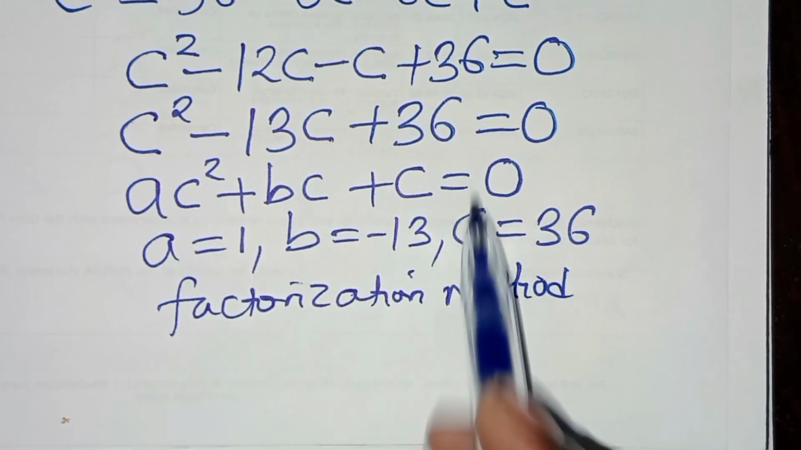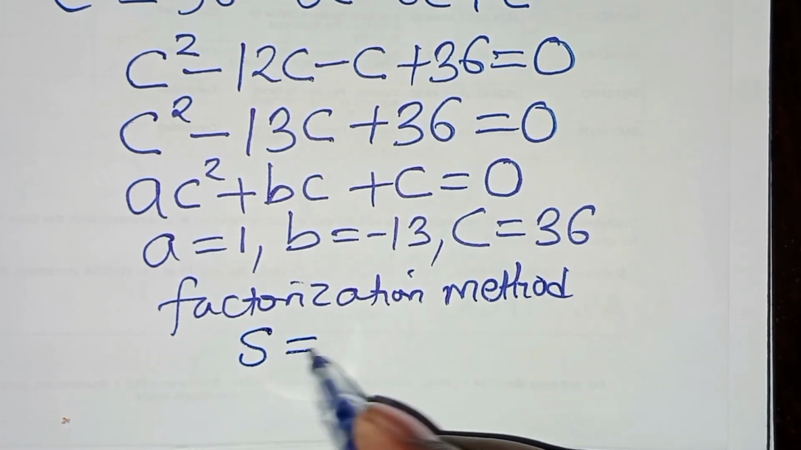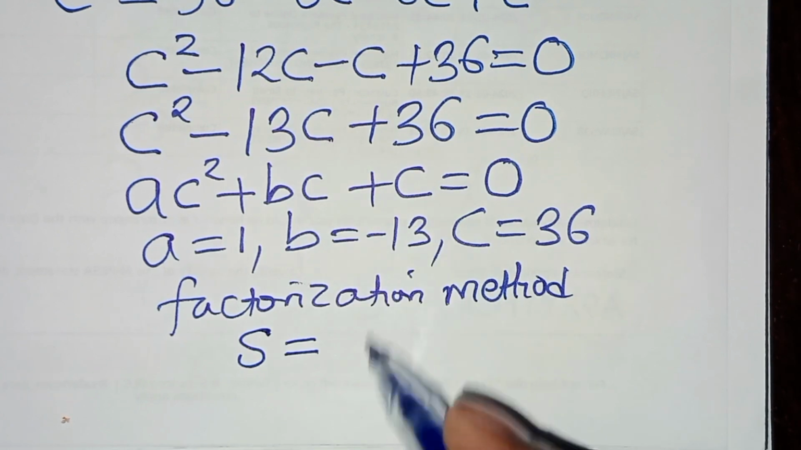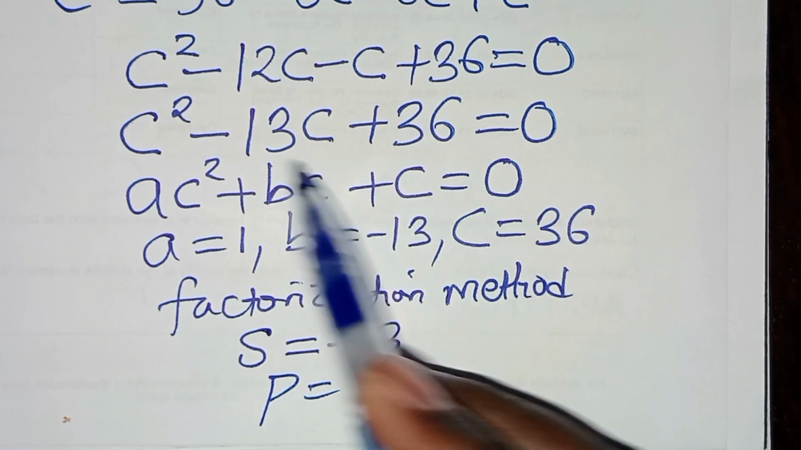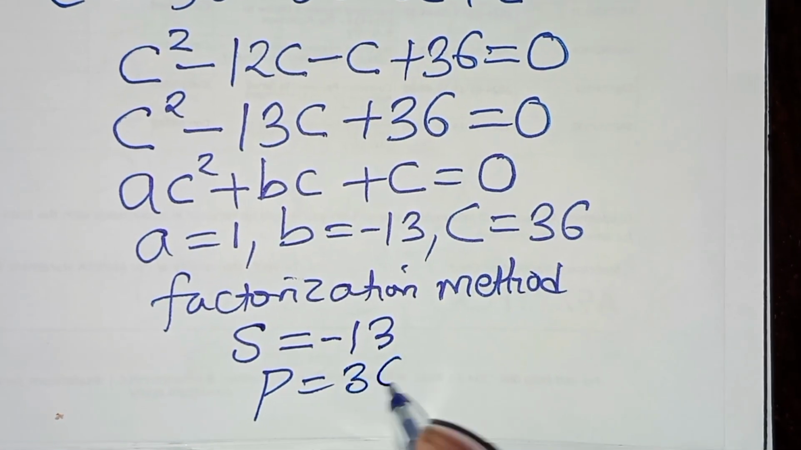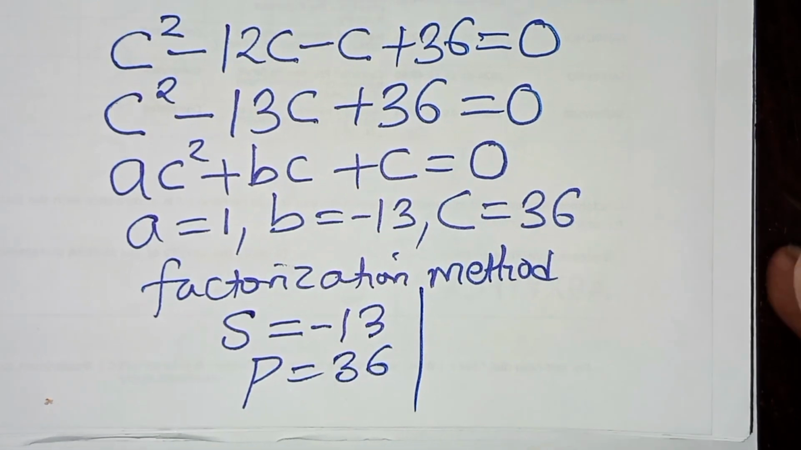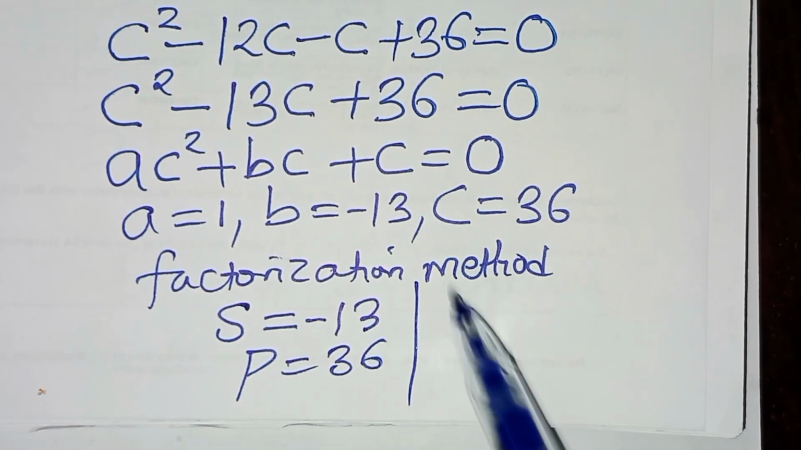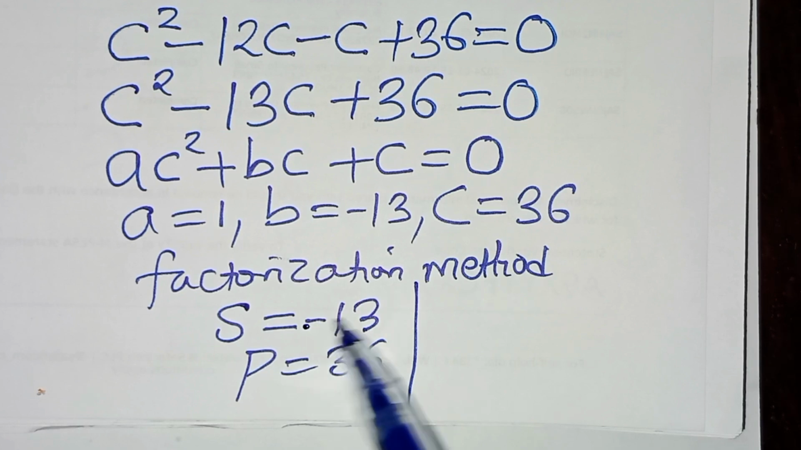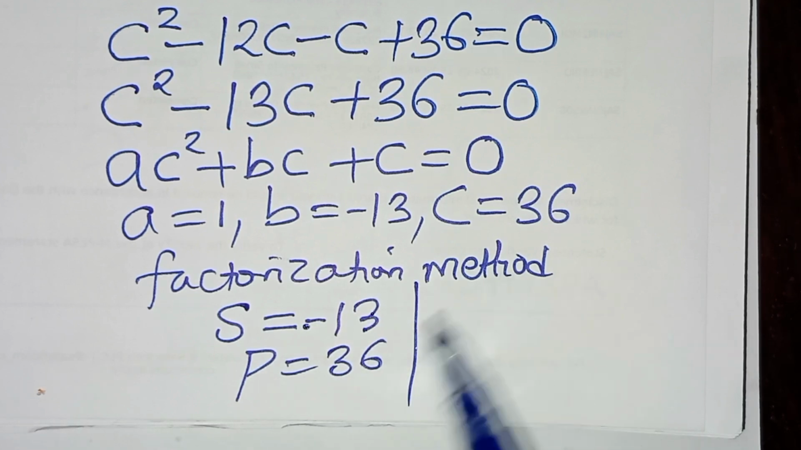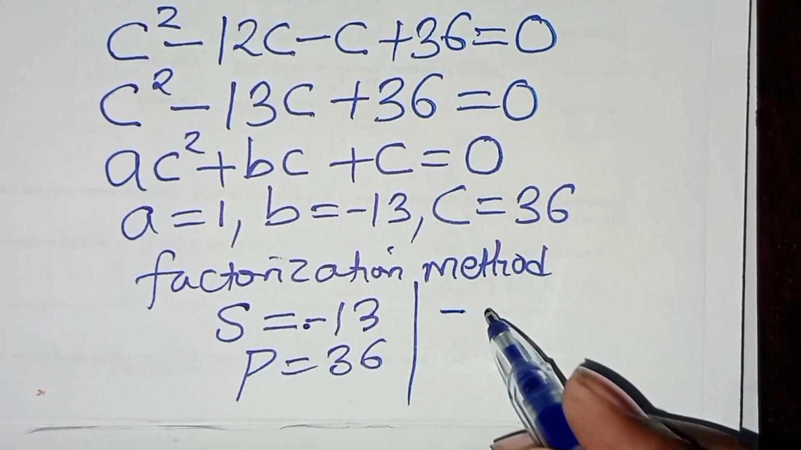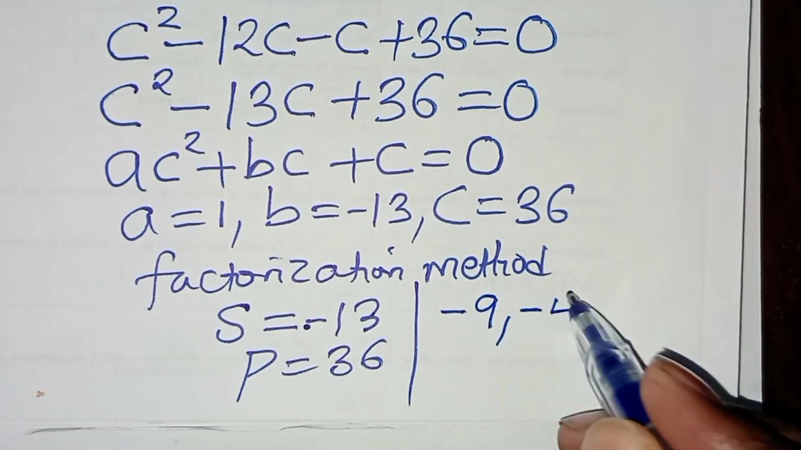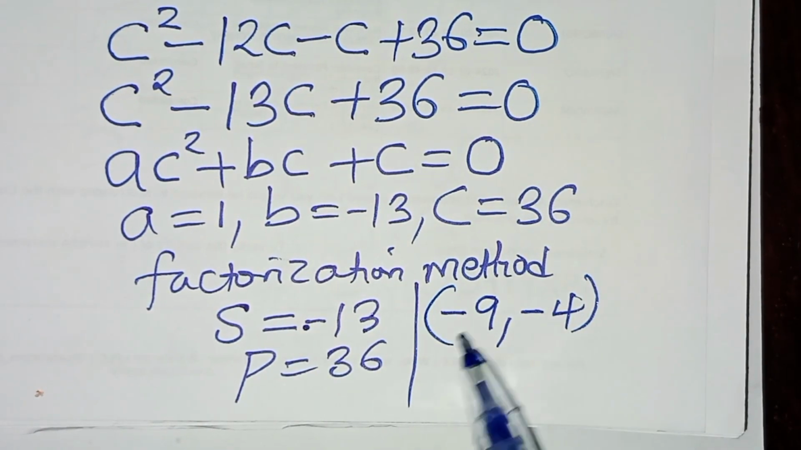In this case, we have the sum, which is negative 13, and the product, which is equal to 36. So now we have to identify two factors such that the summation of those two factors will give us negative 13, and the product of those two factors will give us 36. Now these two factors are negative 9 and negative 4. So we have these two factors. So let's proceed.